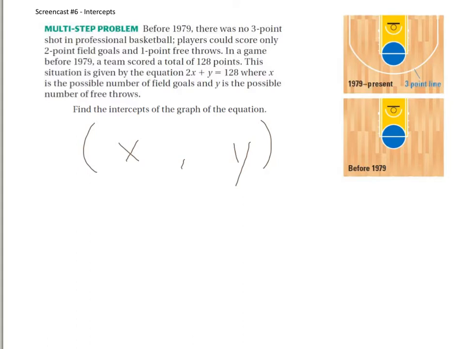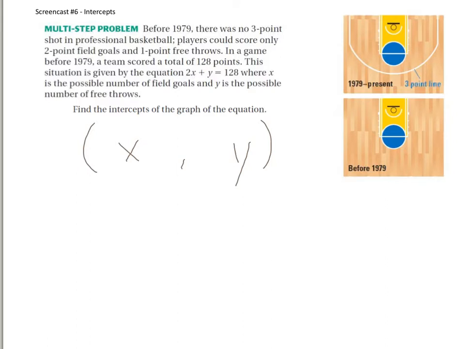I don't know if you knew this or not. I certainly didn't until I read this. But before 1979, there was no three-point shot in professional basketball. Interesting. So pre-1979, no three-pointers. Players could only score 2-point field goals and 1-point free throws, similar to what we still have now.